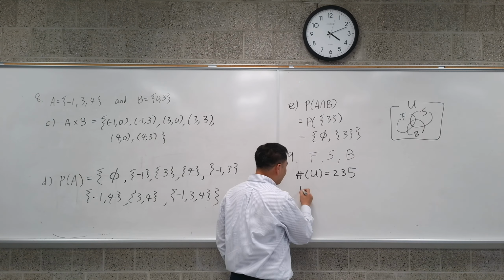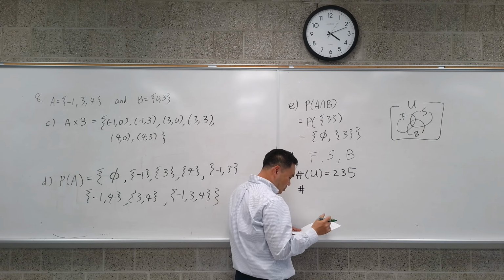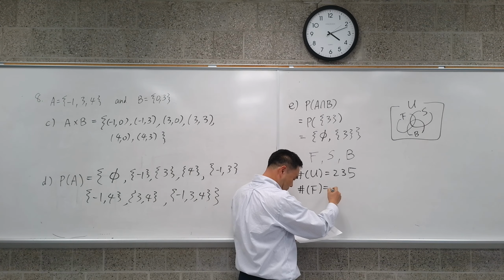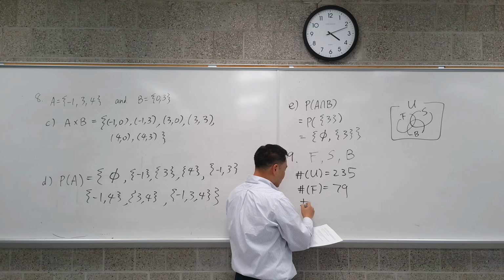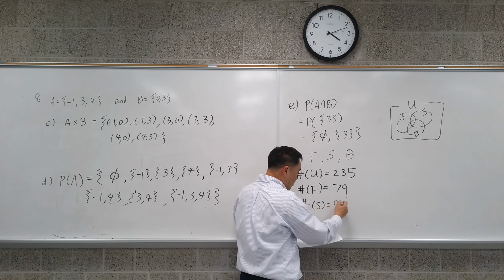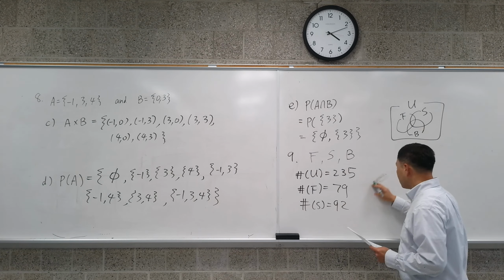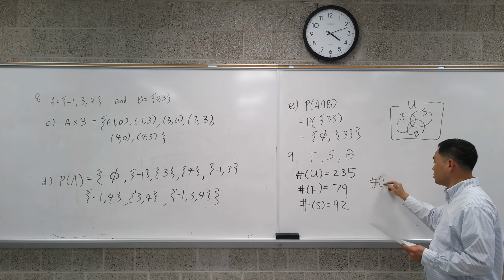Okay, so now what? It also gives you this information. Number of F is 79. Number of S is 92. Number of B is 101. Number that's F intersect S is 17. Number that's S intersect B is 28. And the number F intersect S intersect B is 4.